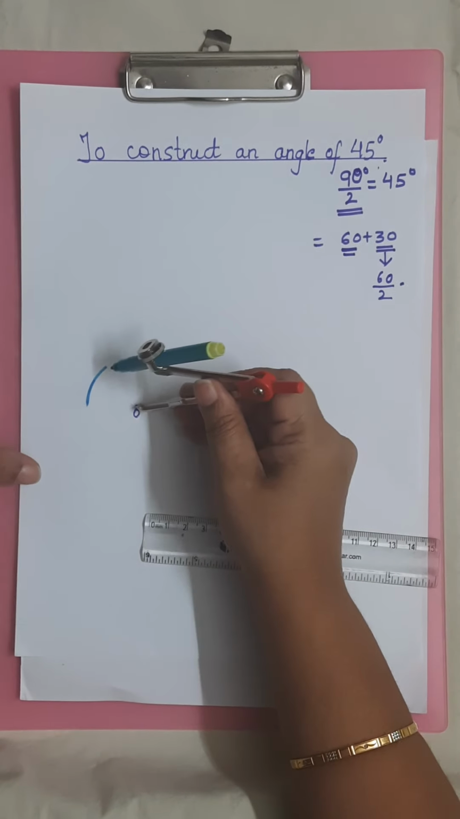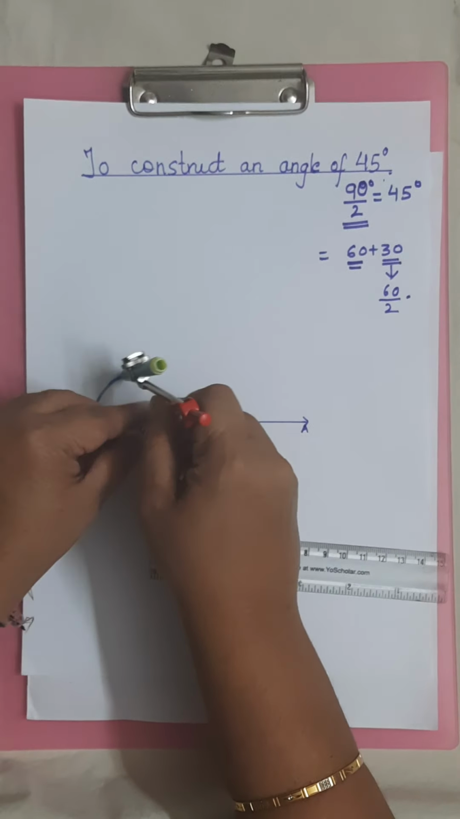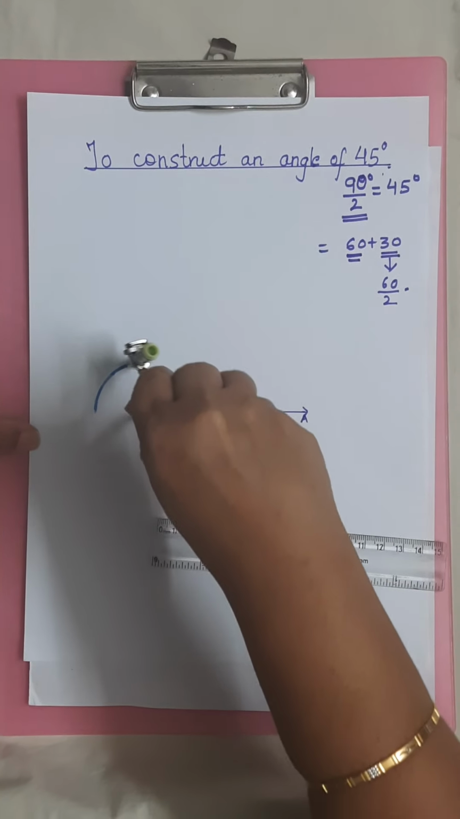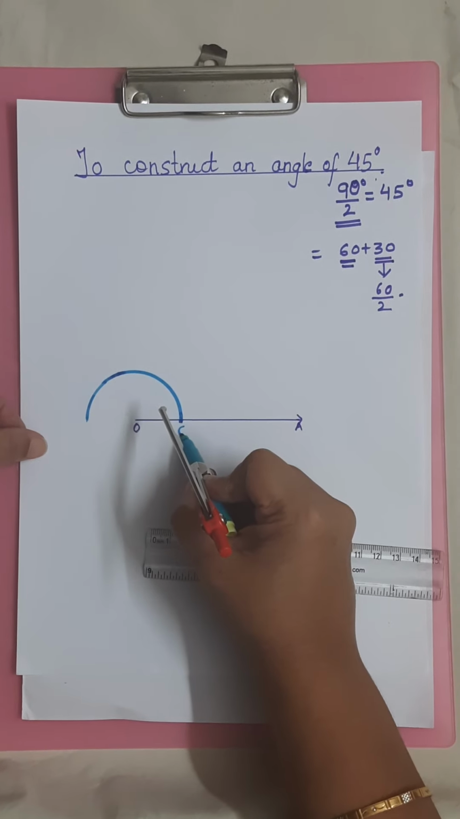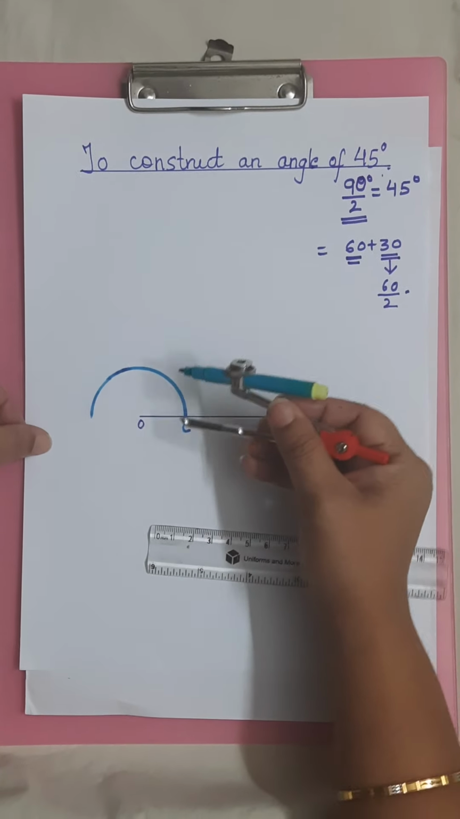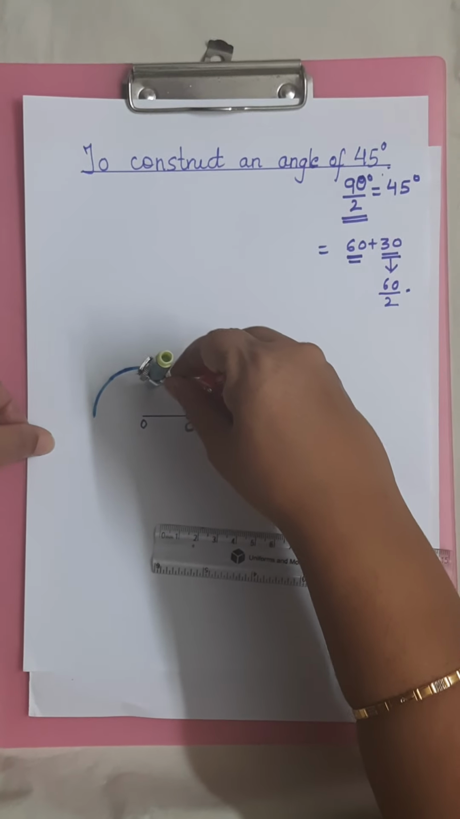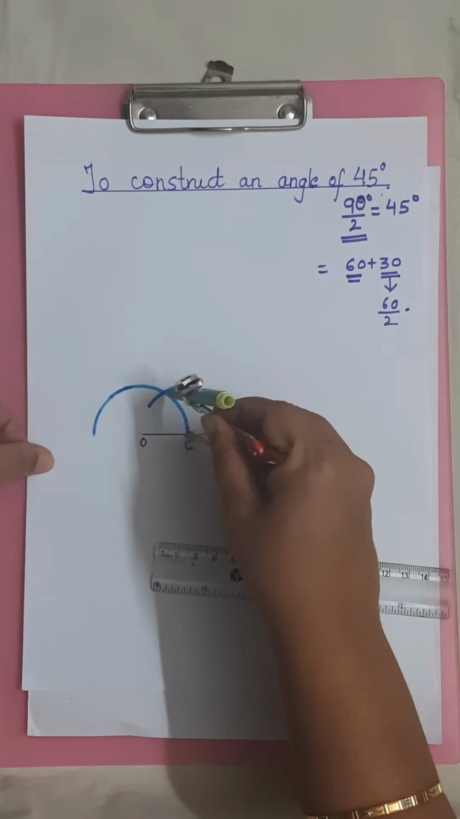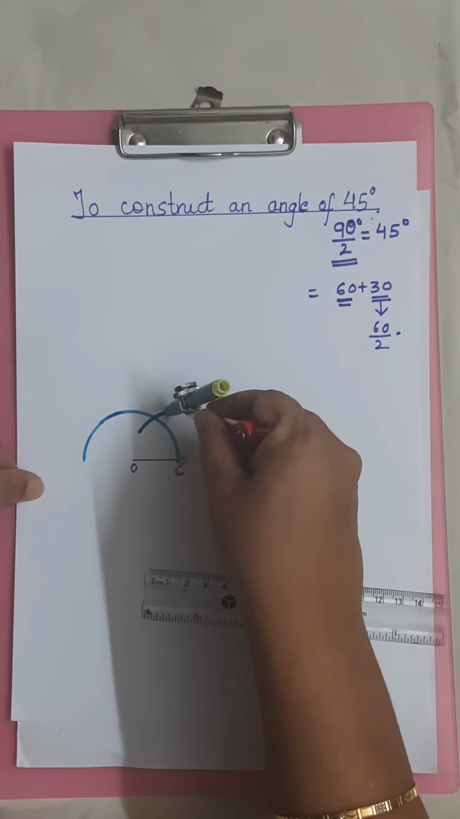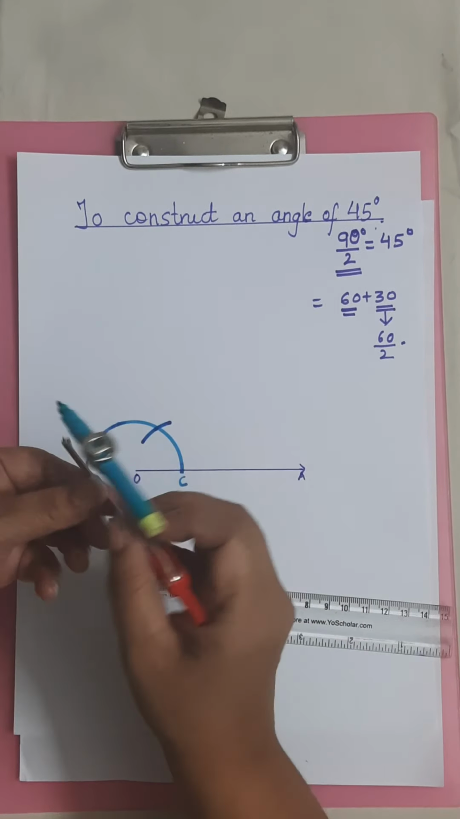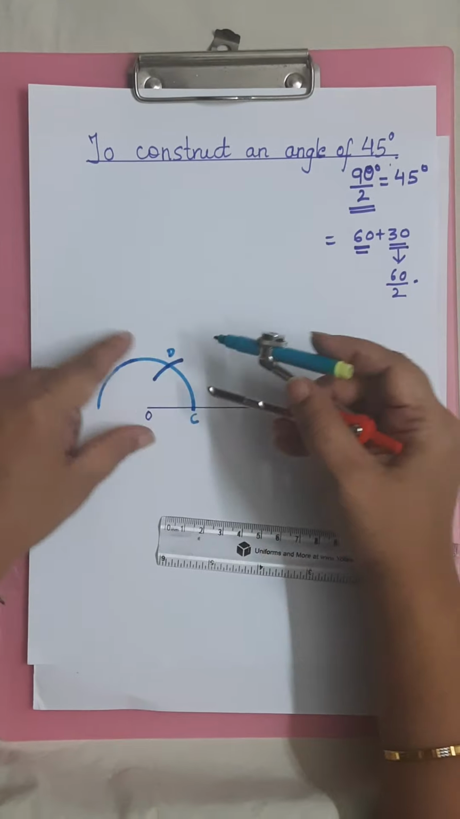Right? Now from O, we'll cut an arc of any radius and let it meet the ray at point C. With the same arc, cut another arc like this. Fine. With the same radius, cut another arc which will meet the previous arc, let's say at D. This is 60 degree. Fine.